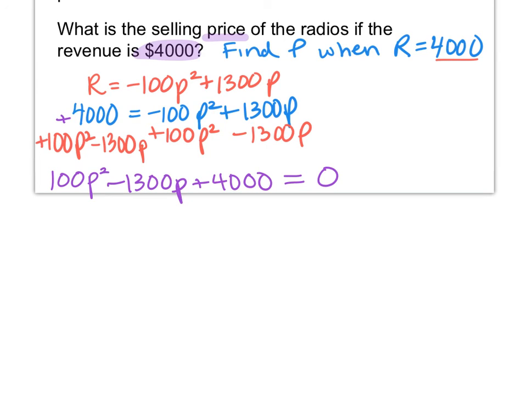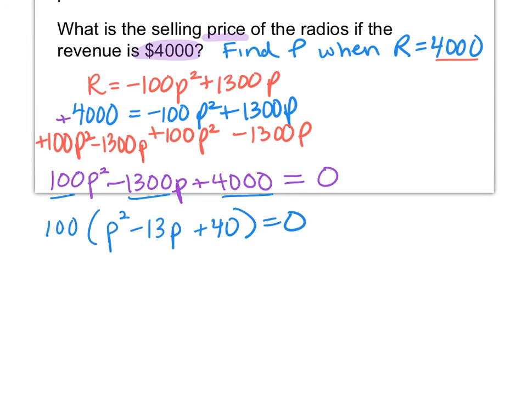Now this is a polynomial equation. We can solve it by factoring. I do notice that all of these coefficients are multiples of 100. So before trying to factor this using the AC method, I'm going to factor out a greatest common factor of 100. When you factor out 100 from all of those terms, you're dividing each one of those by 100. So 100 divided by 100 is 1. 1300 divided by 100 is minus 13p. And 4,000 divided by 100 is 40. So we have this polynomial.